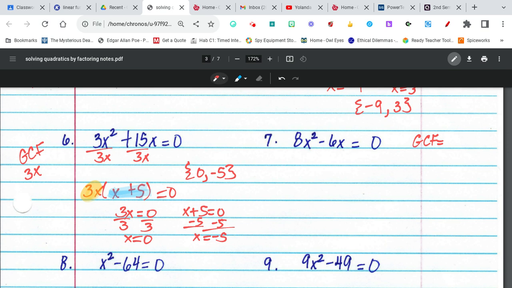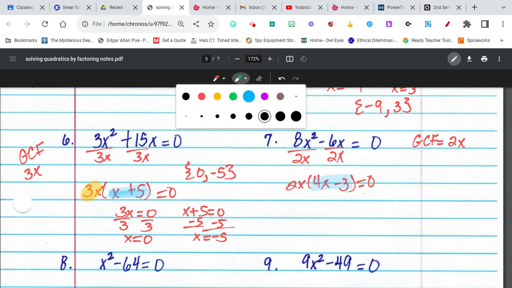There is a GCF, 2x. So we end up with 2x times 4x minus 3. And you're going to check this term to see if you can do anything with it. You can't. It's two terms. It's not a difference of two perfect squares. So you just stop and set each term with an x in it equal to 0.